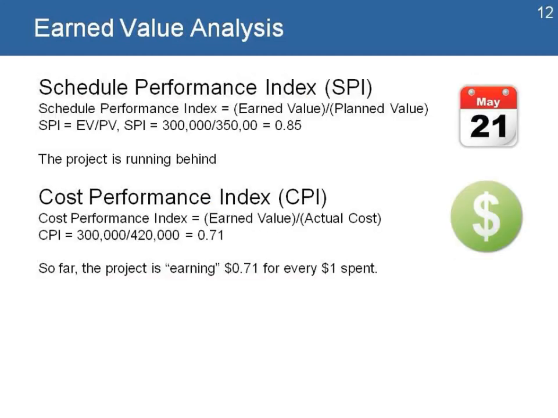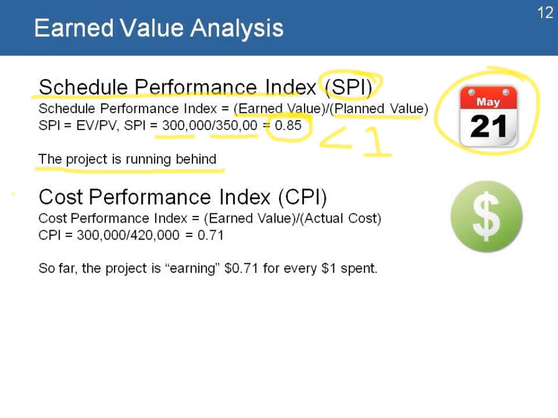Let's look at our example. There are 2 more tools that help me understand what is happening with my project. One is the Schedule Performance Index, SPI, which is a calculation of the earned value divided by my planned value. In my example, I take those numbers, 300,000 divided by 350,000, and I get a value of 0.85. Anything less than 1 is a problem. It means that my project is running behind, that I am spending more time to deliver what I originally planned. So it looks at delays.